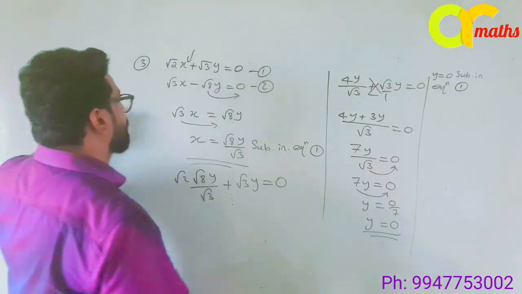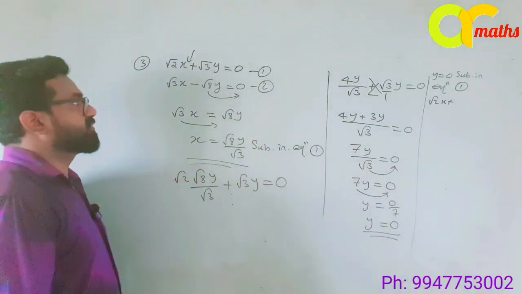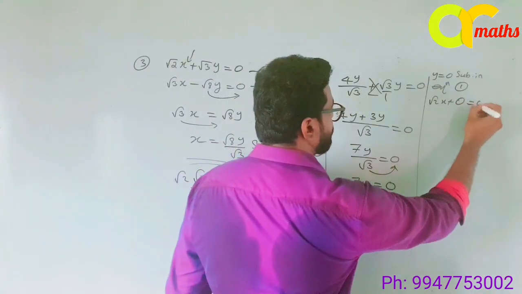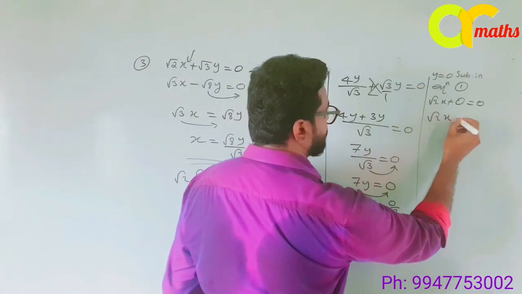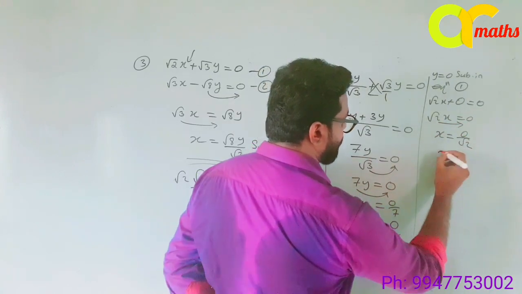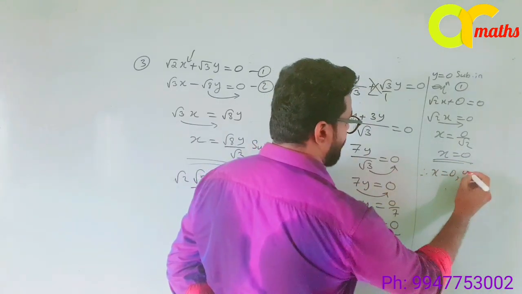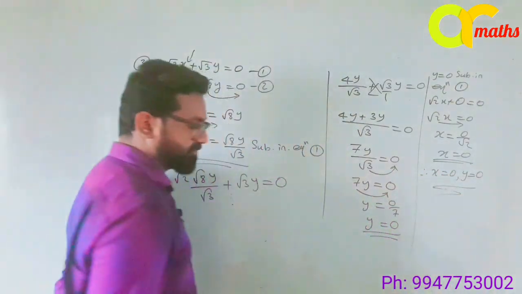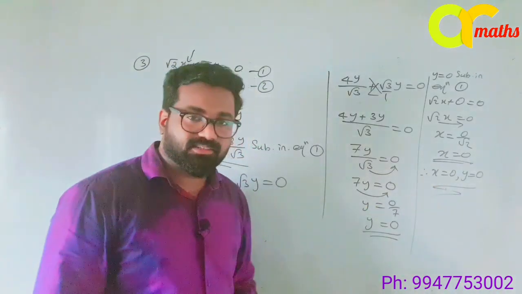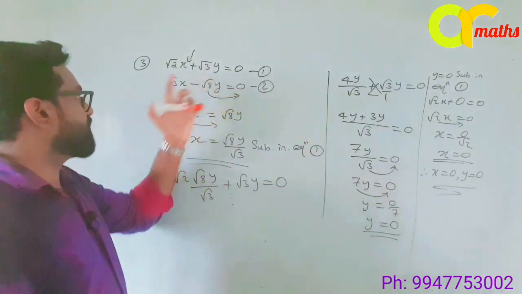So root 2x plus root 3 into y, root 3 into 0, that is 0, equal to 0. So root 2x equal to 0. Then what is the value of x? x equal to 0 divided by root 2, x equal to 0. Therefore x equal to 0 and y equal to 0. How to verify this answer is correct? Just substitute these values in the equation.